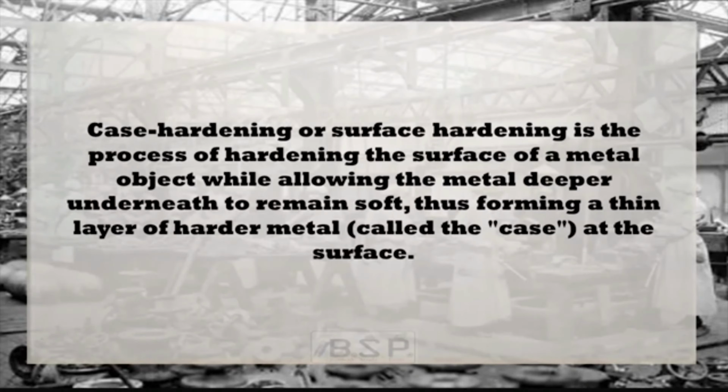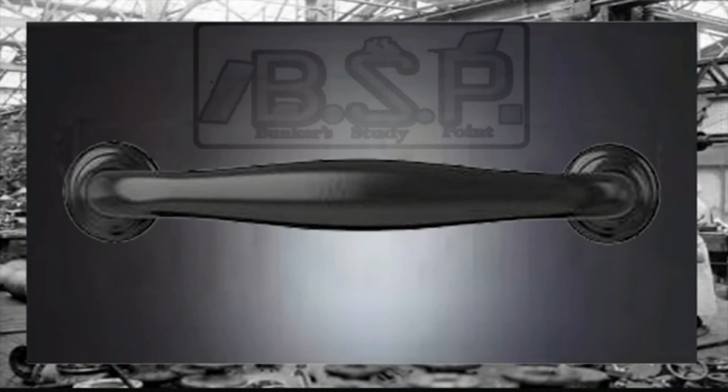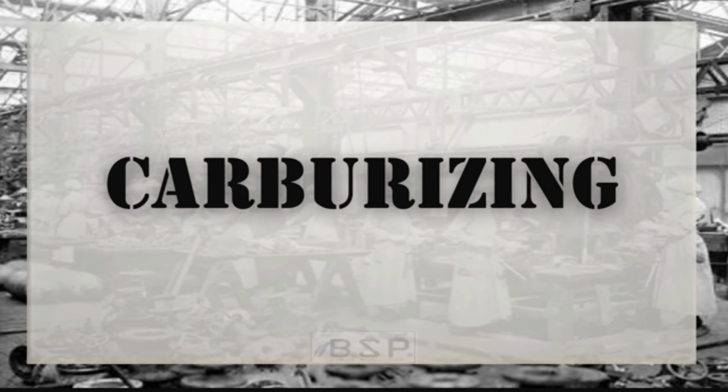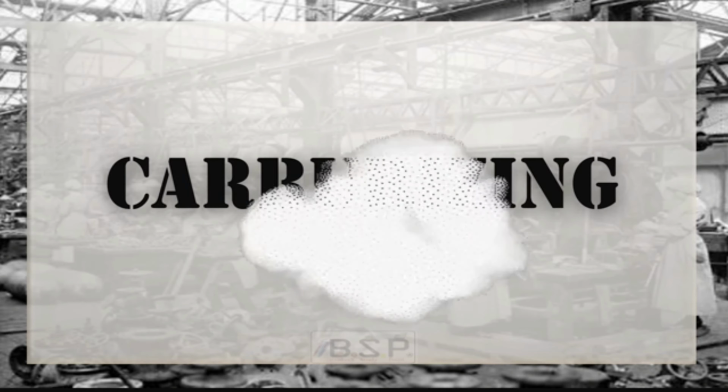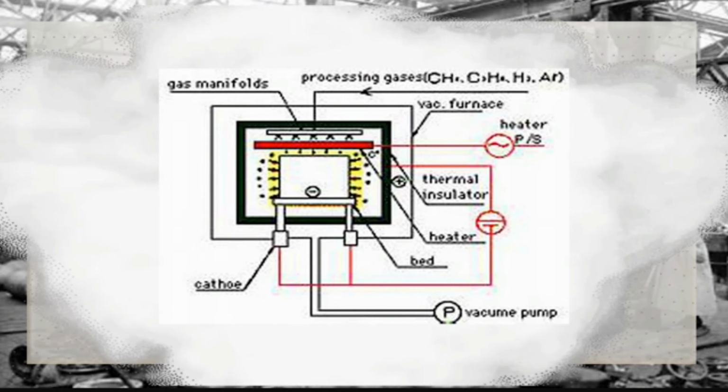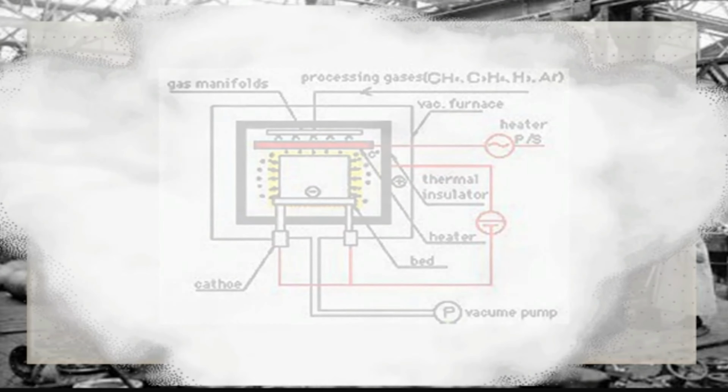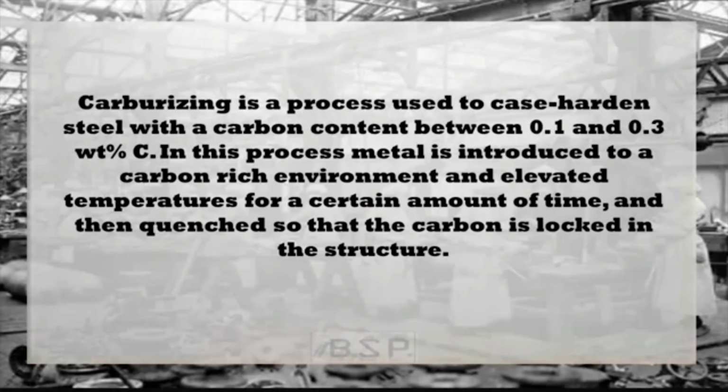The first type of case hardening is carburizing. Carburizing is a process used to case harden steel with a carbon content between 0.1 and 0.3. In this process, metal is introduced to a carbon-rich environment and elevated temperatures for a certain amount of time and then quenched so that the carbon is locked in the structure.